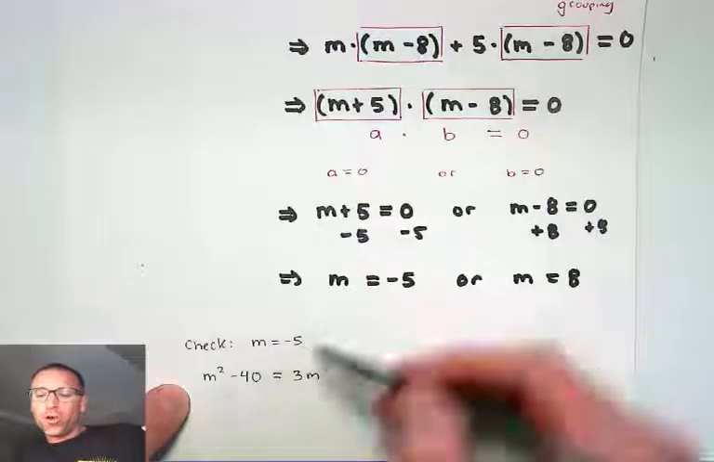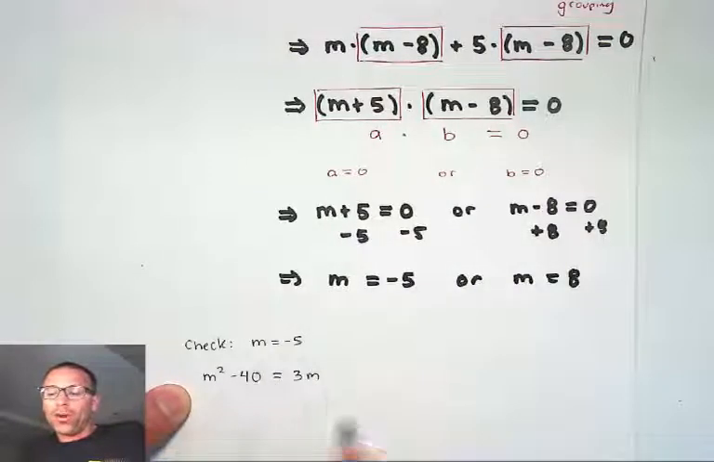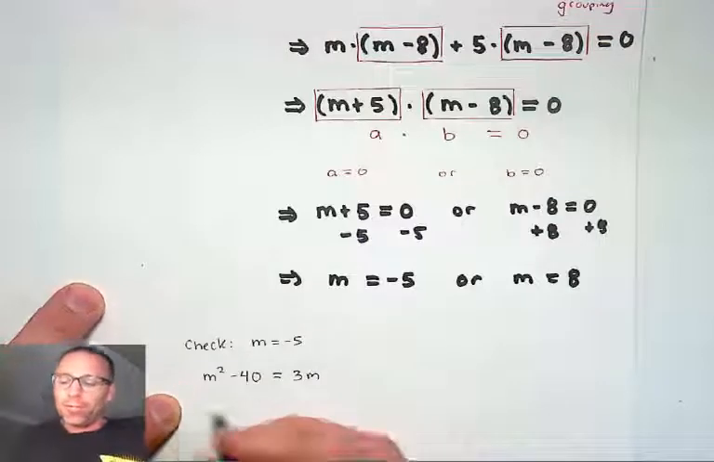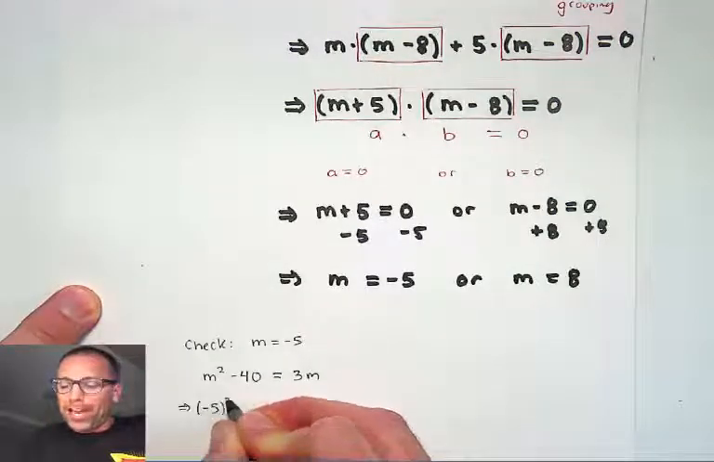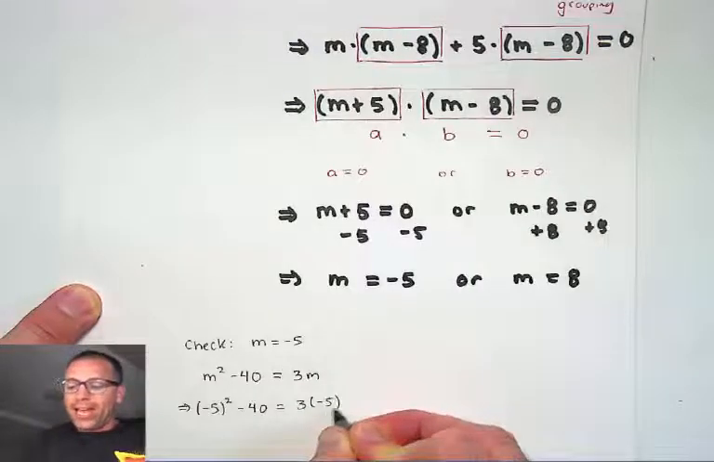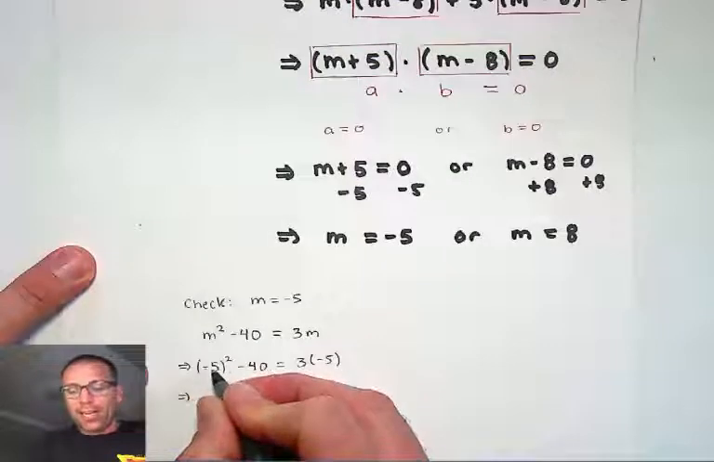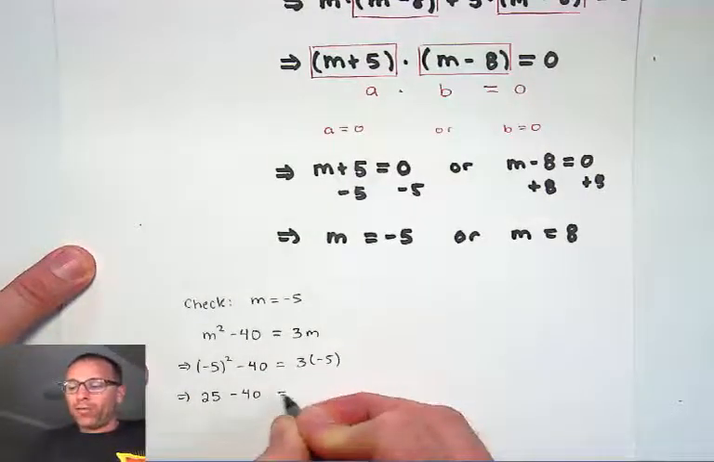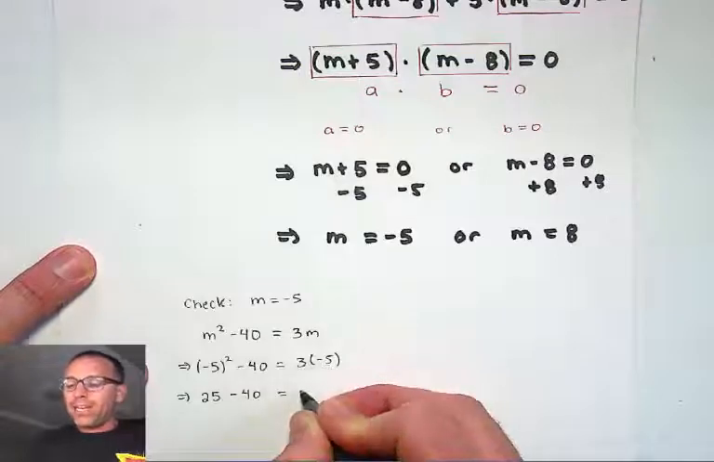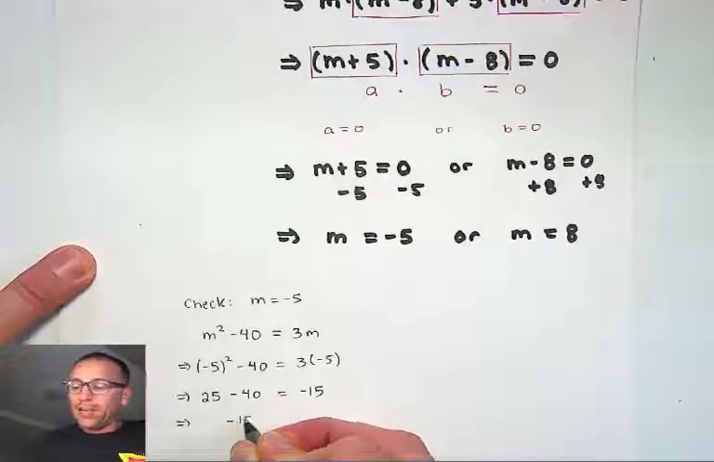Remember that in the original equation, we had m squared minus 40 equals 3m. Let's go ahead and check whether or not m equals negative 5 solves this. Everywhere we see an m, we're going to drop a negative 5 into that. Here we've got negative 5 squared, which would be 25, right? Because negative times a negative is a positive. 5 times 5 is 25. We haven't done anything with the 40. 3 times negative 5 would be negative 15. 25 minus 40 is indeed negative 15.